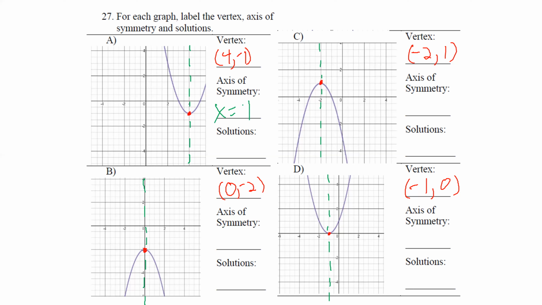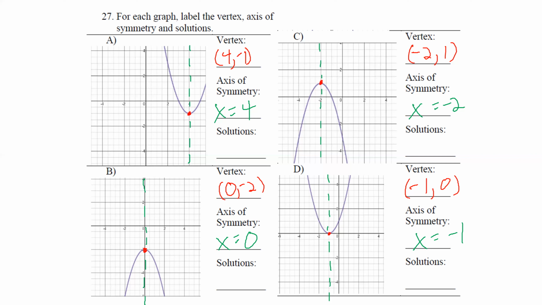So the first one is x equals 4. For part B, it'd be x equals 0. For part C, it'd be x equals -2. For part D, it'd be x equals -1. So again, a vertical line is set equal to x. We just had to look at what the x value was from that vertex. And the axis of symmetry always goes through the vertex.